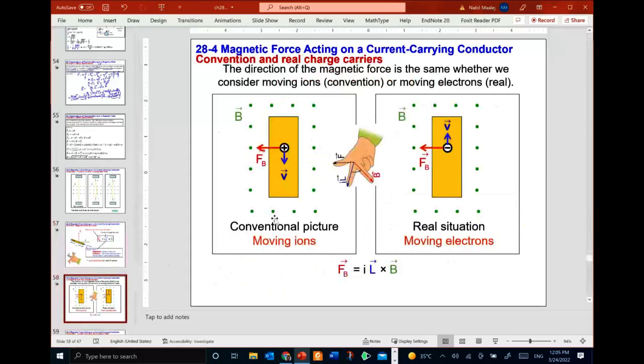Okay, so it doesn't matter if you think about current as moving positive charges or the opposite of moving negative charges. You will have the force in the same direction. Let's take the first case. Let's assume the current is positive charges moving down. Let's use the right hand rule. In this case, the magnetic field is out of the page, and the velocity vector is down.